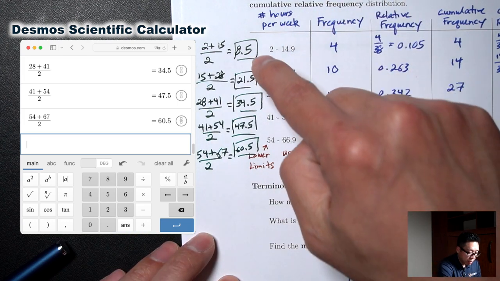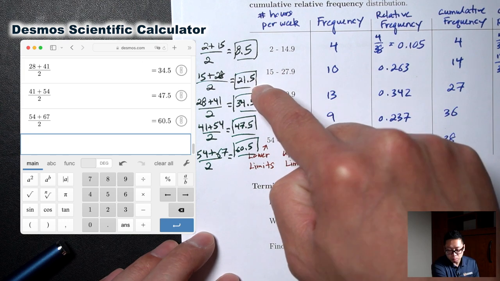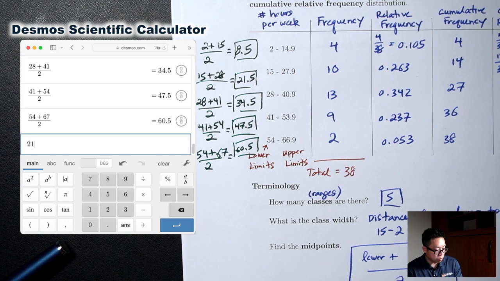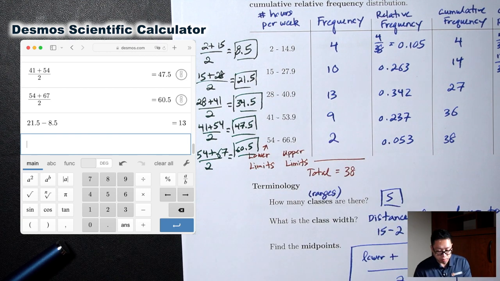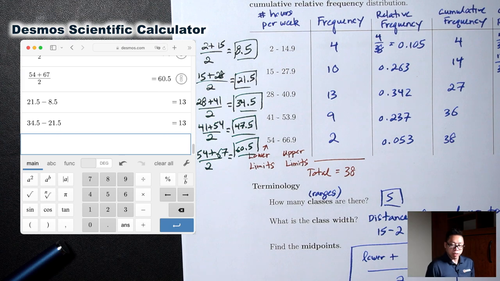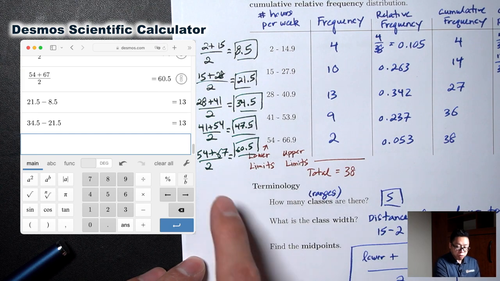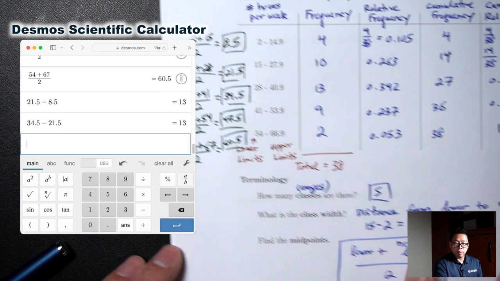So notice that 8.5 to 21.5, if I subtract those, 21.5 minus 8.5, 13, right? If I subtract 34.5 minus 21.5, it's 13, okay? The midpoints are also going up by 13.